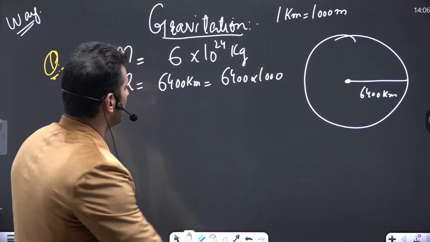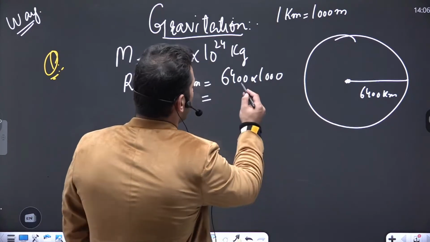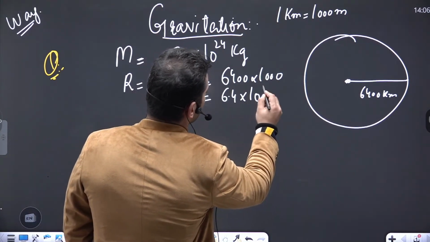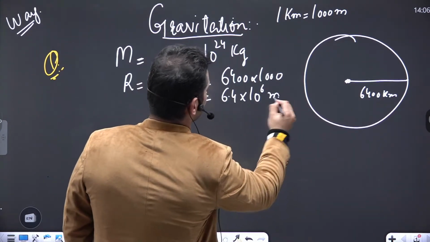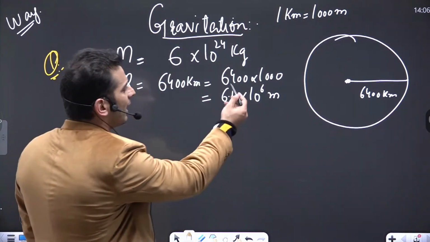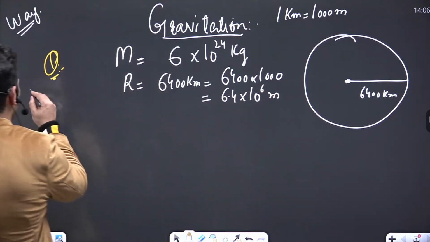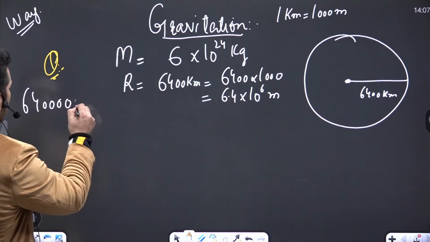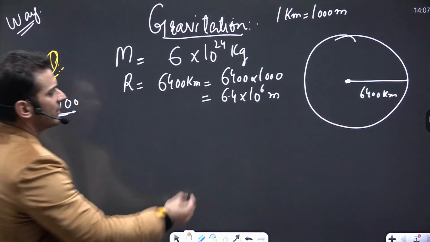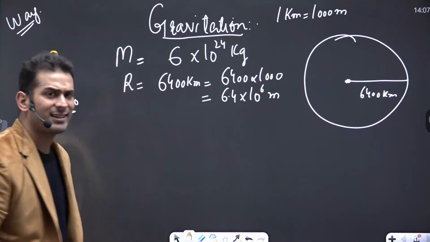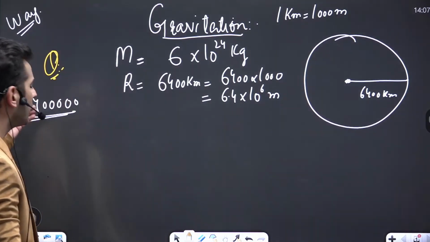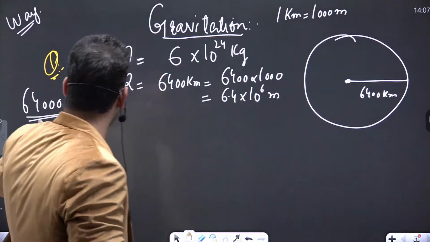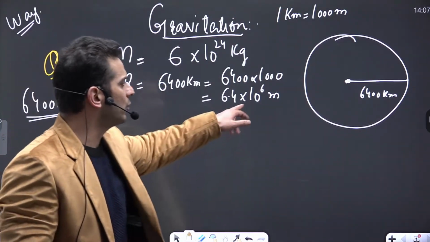Right, beta? This will be equal to 6.4 into 10 raised to power 6 meter. What I did, this is a huge calculation. This value, 6400000, I just converted it into 6.4 into 10 raised to power 6. I'm not writing this big value here. I will try to use this value. Okay, beta?